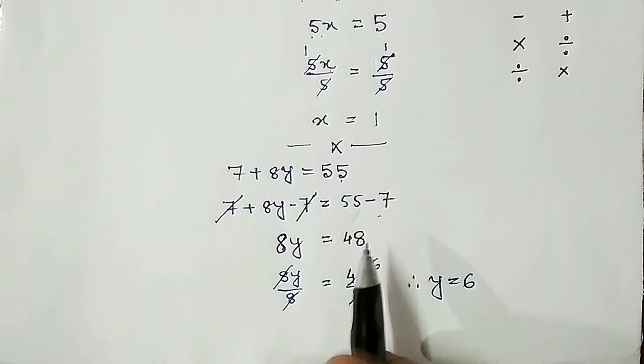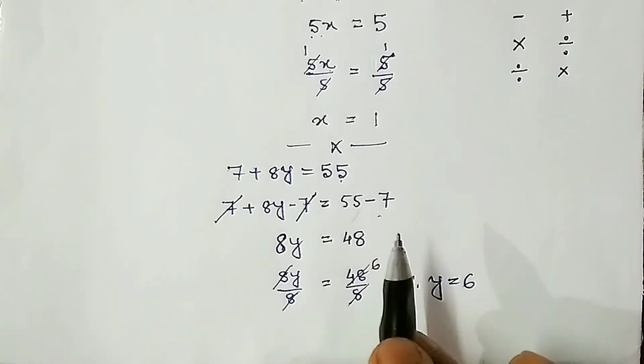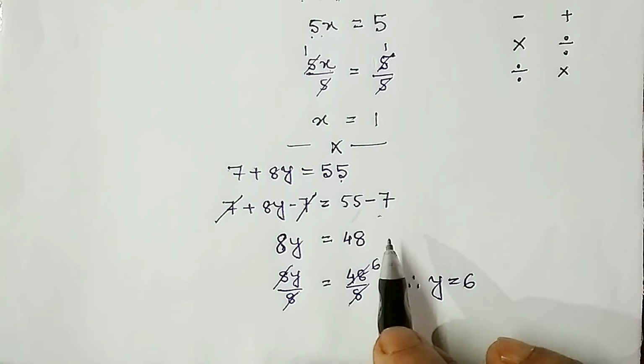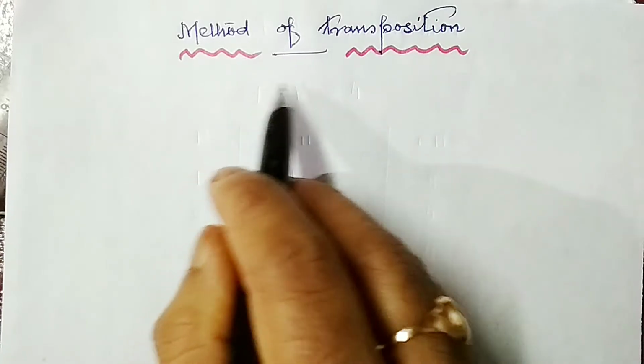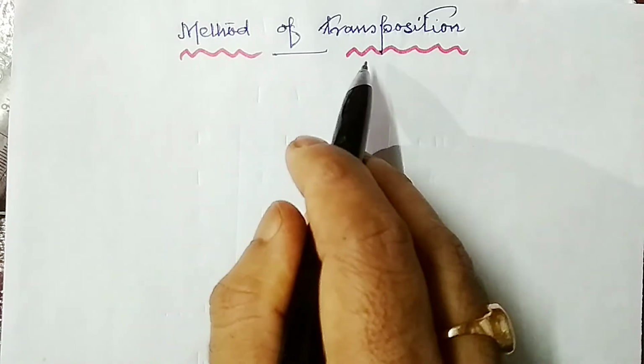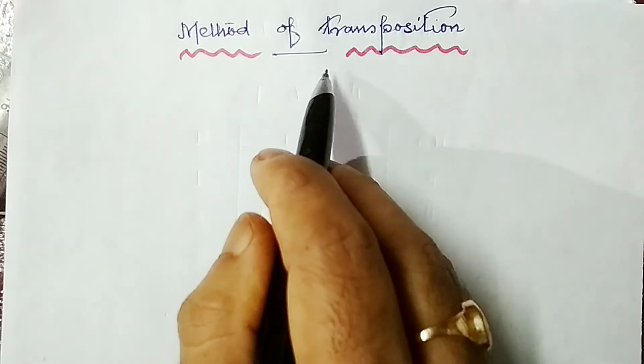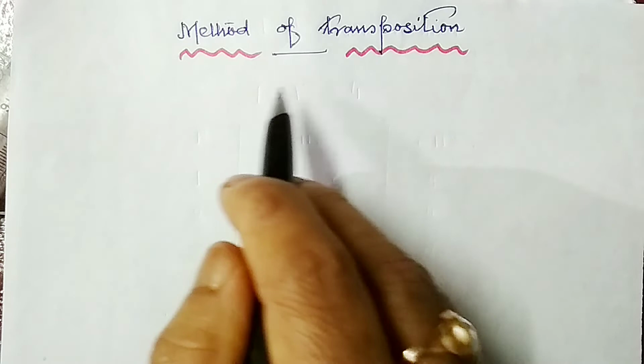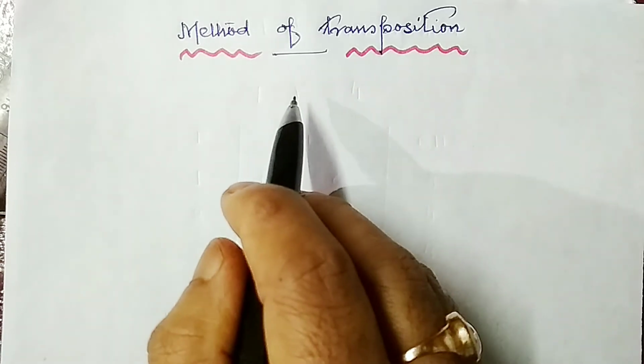I hope the method of balancing is now clear. And now I am going to show you the last process, that is the method of transposition. In this method, we are going to move a term from one side to the other side to solve the equation.